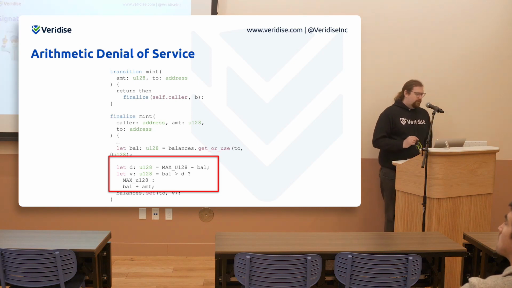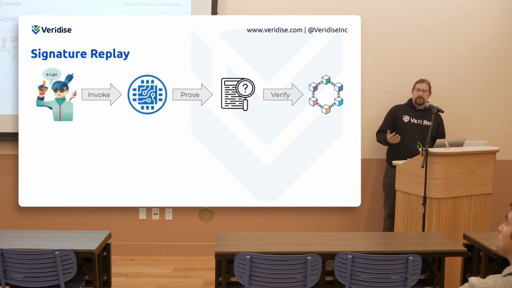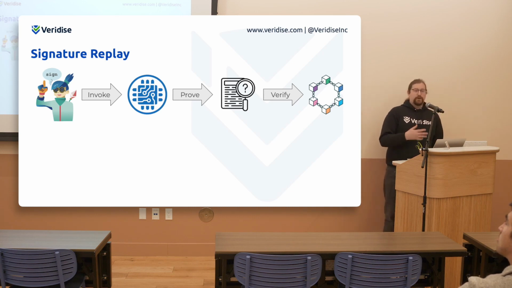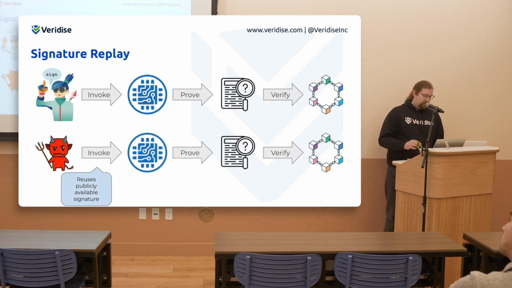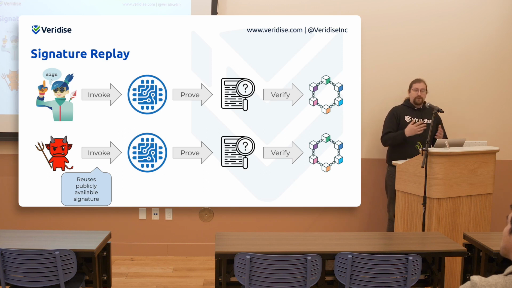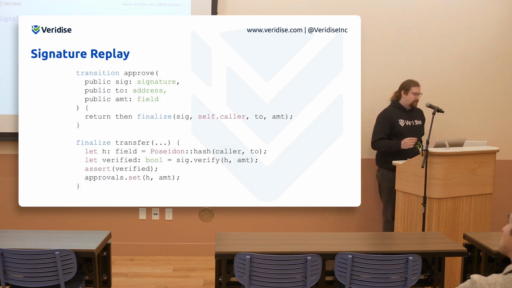Okay, so the next thing that I wanted to talk about was signature replay attacks. Signatures are commonly used in order to prove that someone has approved a particular action. So they will sign a hash in order to say, yes, this is something that I actually want to do. However, it's possible that if the signature is not set up carefully, an attacker can go and reuse a publicly available signature in order to replay that particular action. So let's take a look at how this might happen.